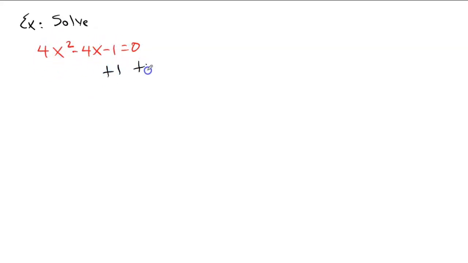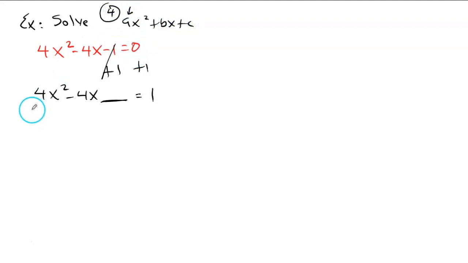Any constant goes to the other side. So I have 4x squared minus 4x equals 1, right? I'm crossing out this. Excellent. But if you remember, I said ax squared plus bx plus c. Now my a is 4.